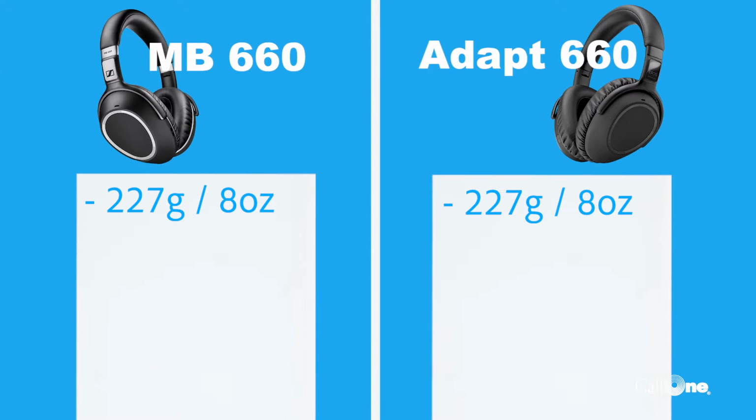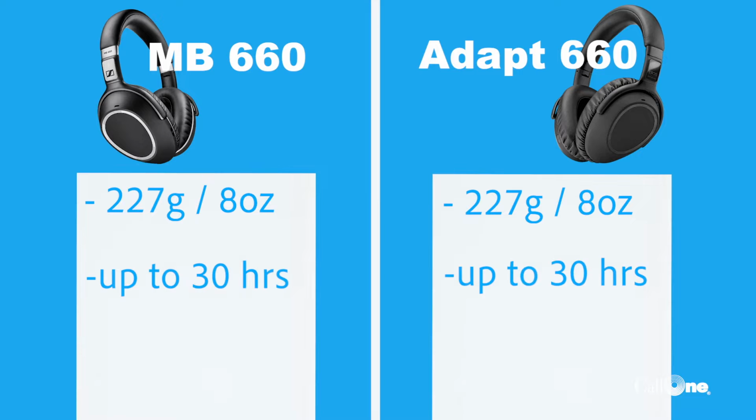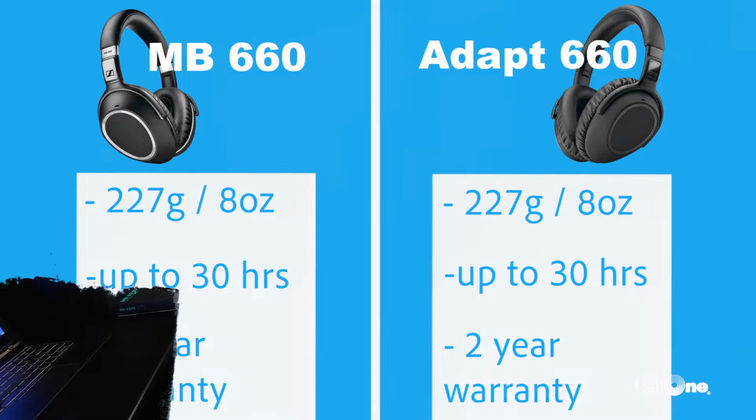In terms of the similarities, they all have active noise canceling, except for the EPOS Adapt 560. The MB660 and the Adapt 660 are pretty much identical in terms of their weight, battery life, and warranty. There are some slight differences, like in terms of the Bluetooth connectivity.